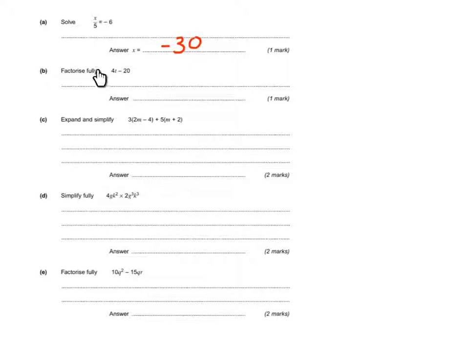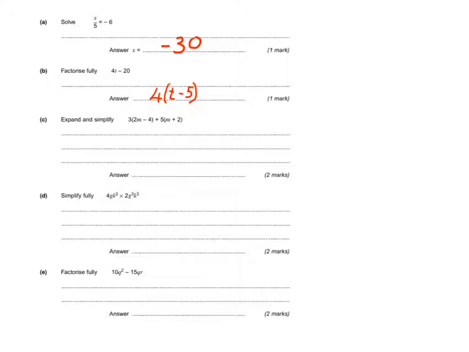Second one says factorize fully 4t minus 20. So we need to think of something that 4t and the 20 can be divided by. So the biggest thing that goes into both of those, and then that's something that we're going to take outside the bracket. So the biggest thing that they can both be divided by is 4.